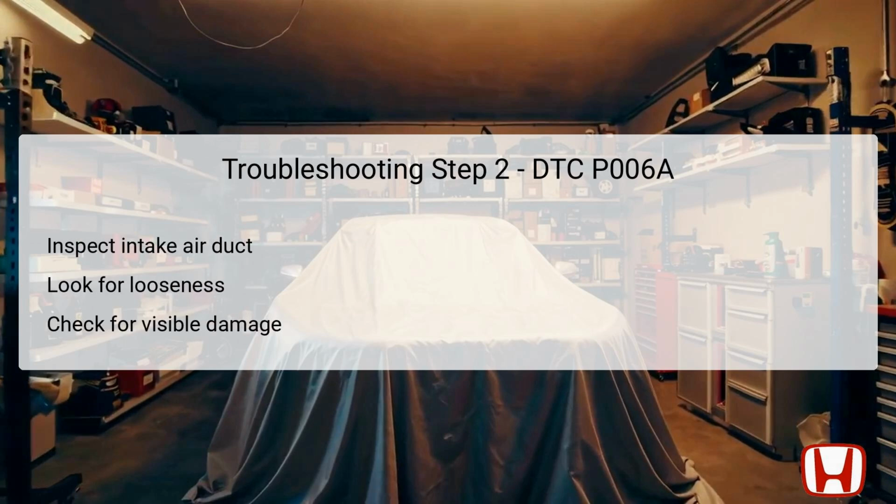The second step involves a visual check of the intake air duct. Begin by examining the duct for any signs of damage, such as cracks or holes, which could allow unmeasured air to enter the intake system. Additionally, assess whether the duct is secured properly. A loose duct can disrupt airflow readings. Any irregularities identified should be addressed immediately by either reconnecting or replacing the intake air duct as necessary. This component plays a pivotal role in ensuring a consistent air supply to the engine, making it crucial for the accurate operation of the MAF sensor and overall engine performance.